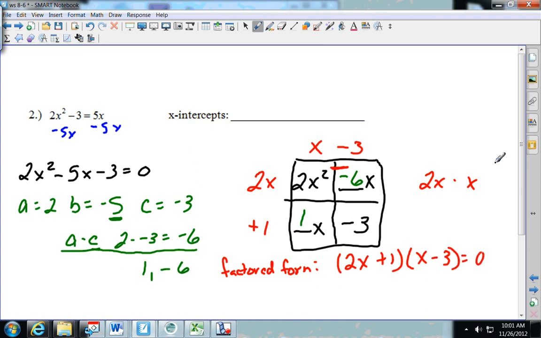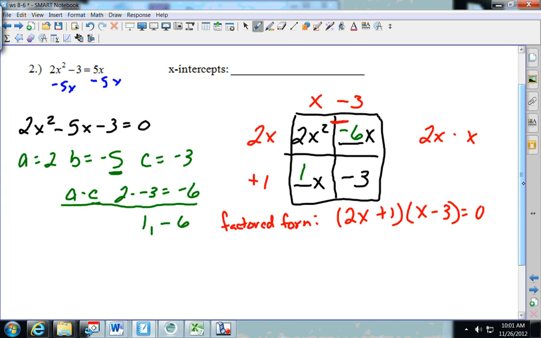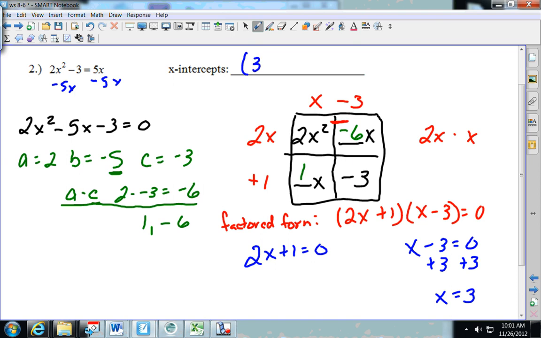To find my intercepts, I need to set the factors in the parentheses equal to 0. 2x plus 1 equals 0. X minus 3 equals 0. This one tends to be the easiest because I just add 3 to each side. X equals 3. So one of my intercepts is (3, 0).